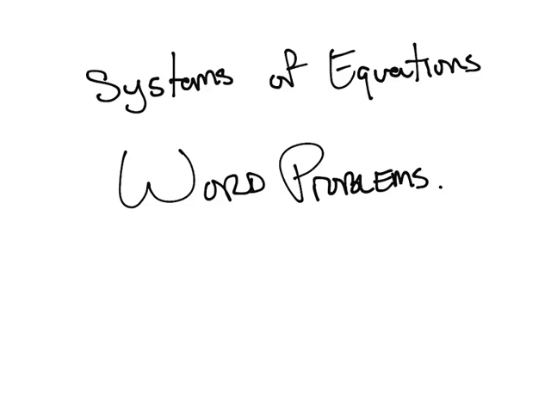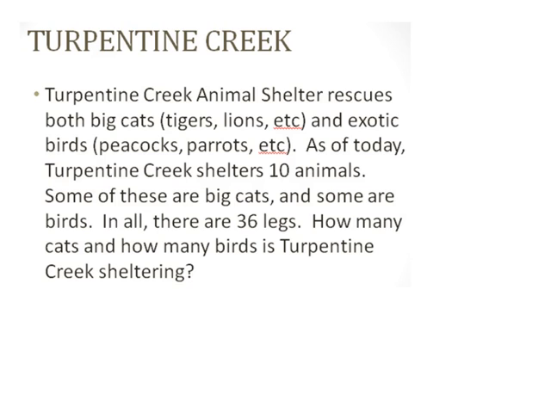Let's spend a few minutes finishing up talking about systems of equations word problems and how we build the equations and then solve them using elimination or substitution. Yesterday we finished up the van and bus problem and discovered that there were 8 students per van and 22 students per bus. Today we'll continue with a slightly different kind of word problem.